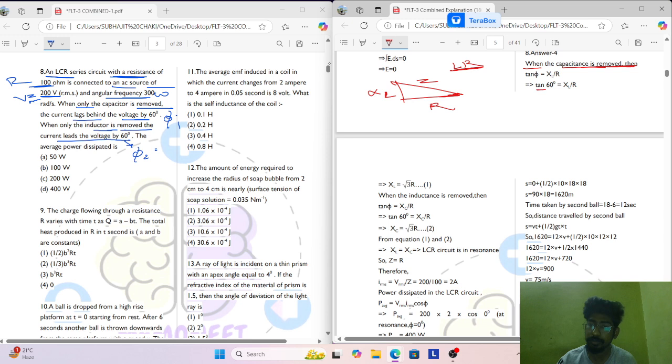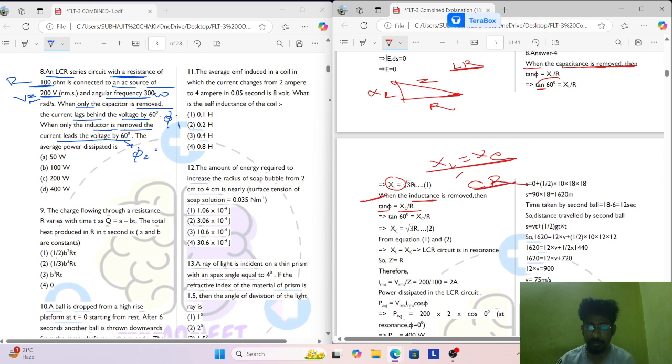Okay, so from this the current lags by 60 degrees. So therefore tan 60 degrees equals XL by R. Same in this case, XL equals root 3 R. Similarly, when the inductance is removed, it will become a CR circuit. In a CR circuit, tan phi is equal to XC by R. So from these two, you are getting XL equals XC.